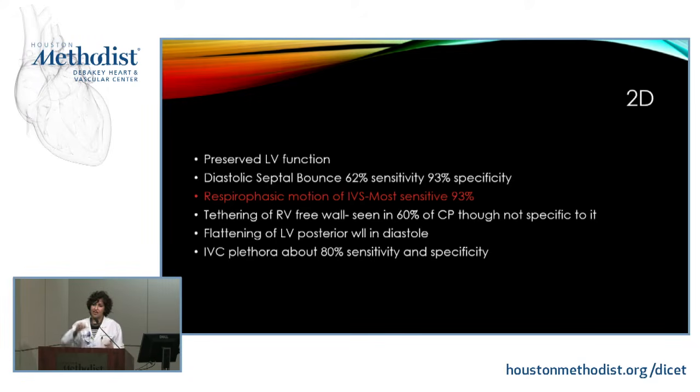The LV relaxes, you have boom, sharp E wave, rapid deceleration, tiny A wave, because now there's no room to accommodate more. So the findings that you see on the echo are reflective of the physiology of constriction. And therefore, you see the flattening of the LV posterior wall in this, because now nothing is coming in.